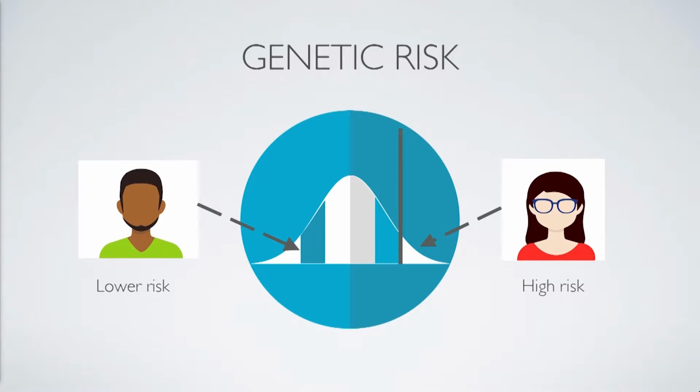Now, the second component I want to share with you is the way we're thinking about genetic risk. Here's a diagram where you see an individual identified as having high genetic risk according to a polygenic risk score, and another individual that may have lower risk according to that genetic risk score.